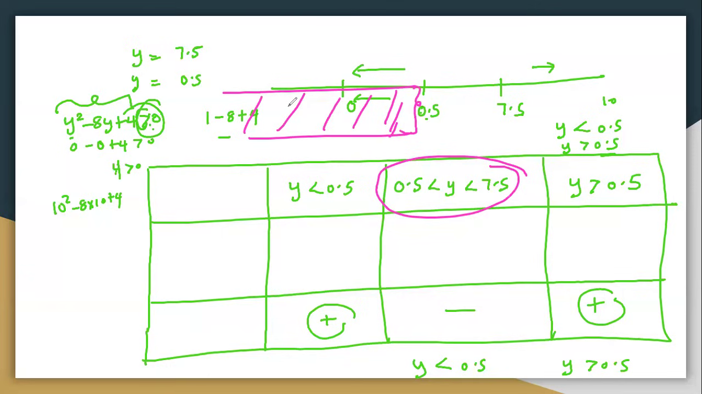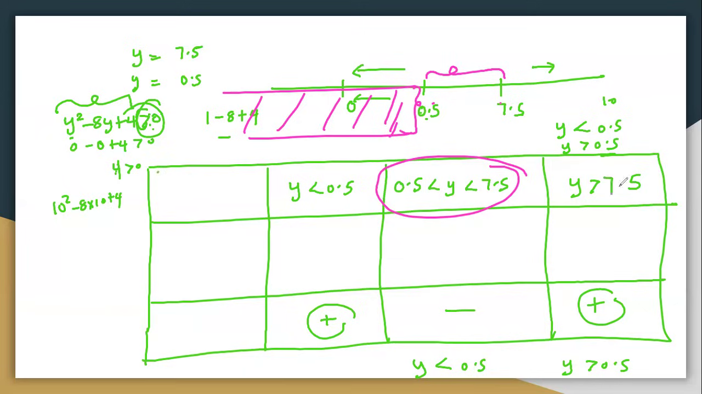Check that greater than 0. Even if you check greater than 0.5, for any value you put, as long as it is between 0.5 and 7.5. Sorry, this is 7.5. Sorry, members, I did not say. This is supposed to be 7.5, not 0. Okay, thank you.